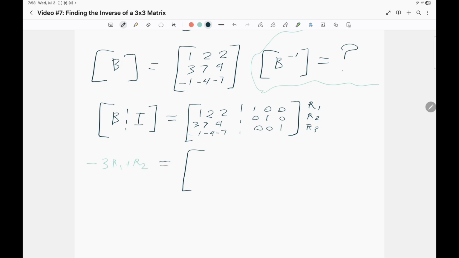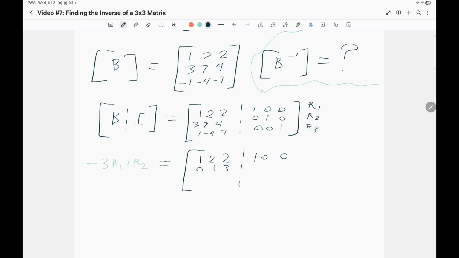Our row 2 is what's going to be changing here, so our row 1 stays unchanged. Our row 2 is going to be now 0, 1, 3. Because -3 times 1 plus 3, 0. -3 times 2 plus 7, 1. -3 times 2 plus 9, -6 plus 9, 3.